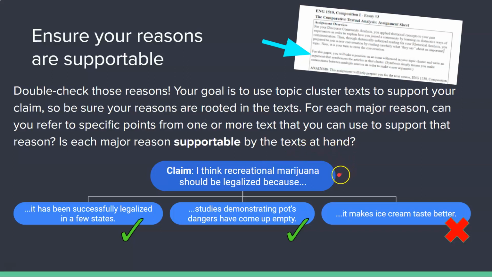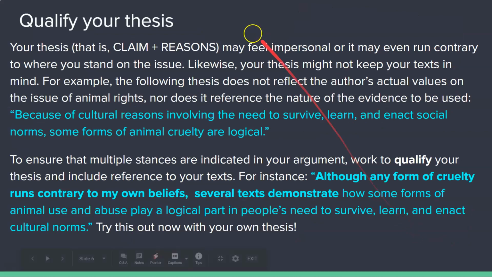So here's an example here. I think recreational marijuana should be legalized because it has been successfully legalized in a few states. Studies demonstrating pot's dangers have come up empty. Now, saying that it makes ice cream taste better, that is not a supportable reason. So what you want to do is qualify your thesis statement or make sure that you have enough support.